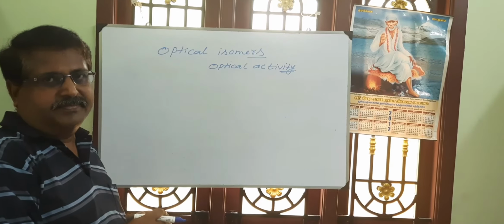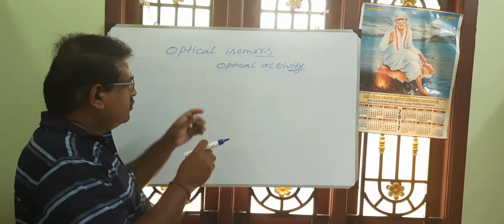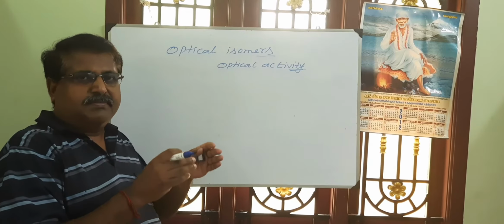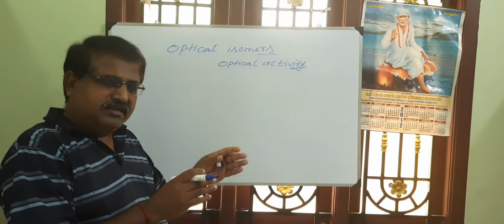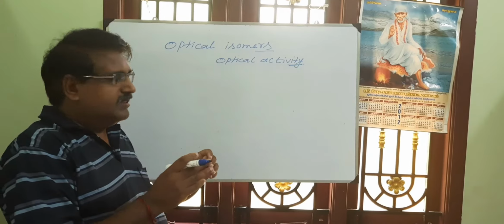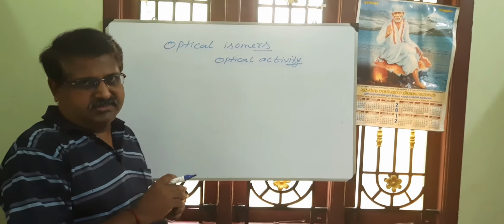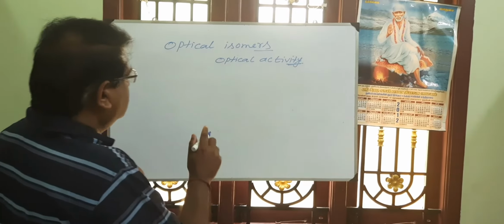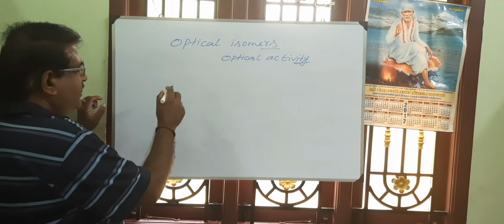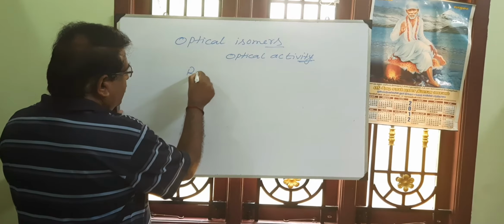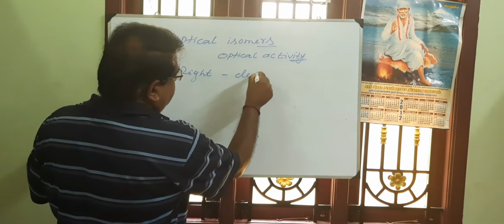or left side. When you pass plane polarized light through a compound, if the compound is capable of rotating the plane polarized light either to the right side or left side, then the compound is called an optically active compound. The compound that rotates the plane polarized light to the right side is called dextrorotatory.